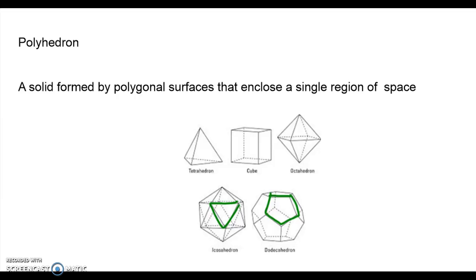Okay, a polyhedron is any solid that's formed by polygonal surfaces that enclose a single region of space. So anytime we have our polygons put together to form an enclosed shape, then we call that a polyhedron. Like a cube or a pyramid or a prism, all of those kinds of shapes are grouped with polyhedrons.